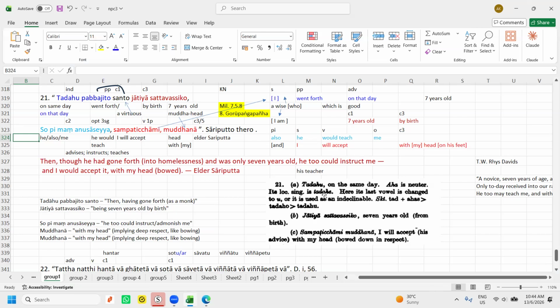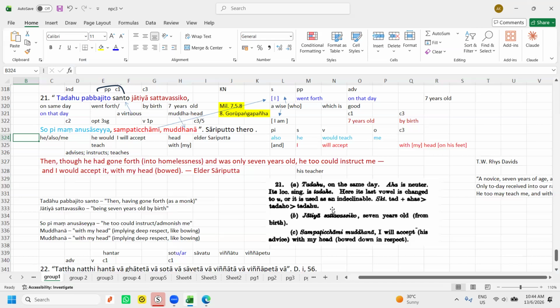Okay, and then after that, here its last vowel is changed to U. It is used as indeclinable. You see, this is Sanskrit Tat Ahas. Tat Ahas becomes Tat Ahu. So it shows you how it was translated from Sanskrit to Pali.